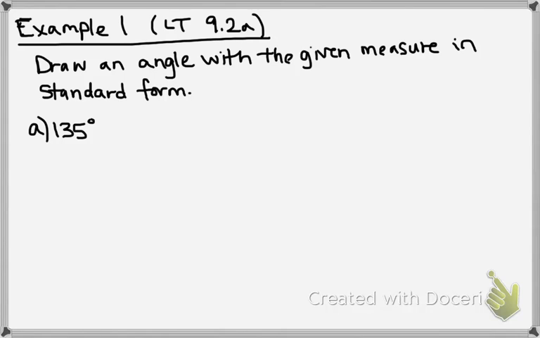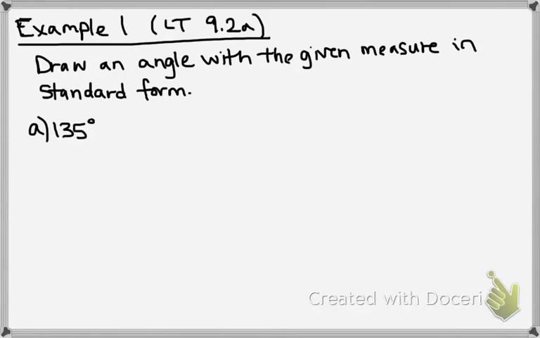So now let's look at an example of how we use this. One of the things that you're asked to do, our first learning target, or part of the first learning target, is to draw our angles. So this example 1 is to draw an angle with the given measure in standard form. And this first angle that I'm giving you is 135 degrees.